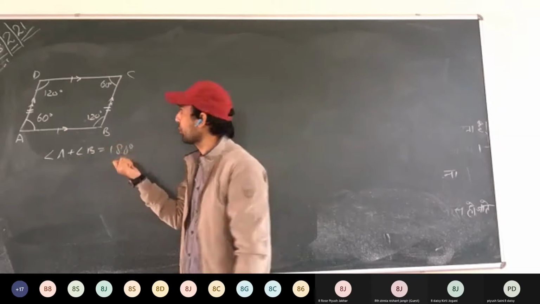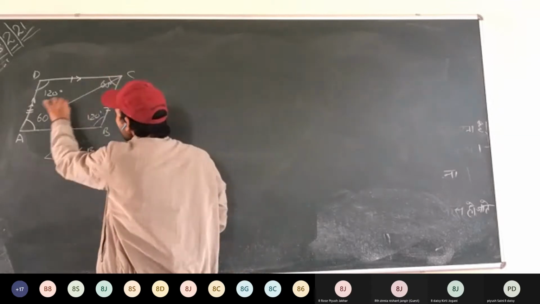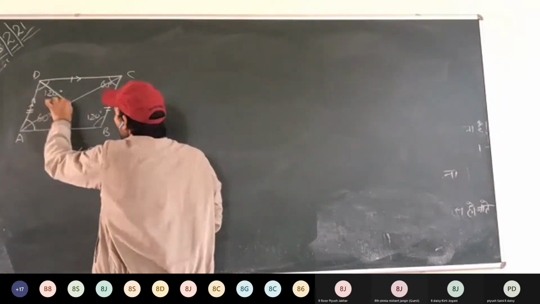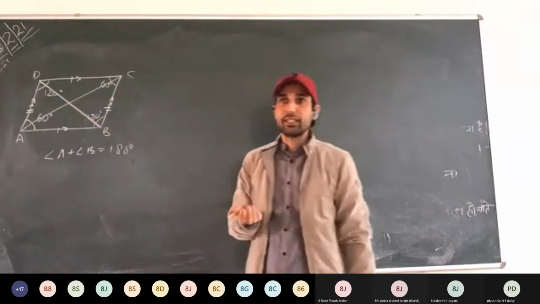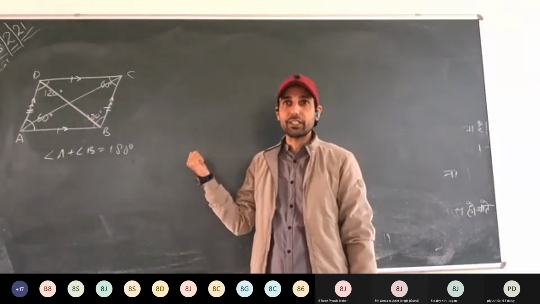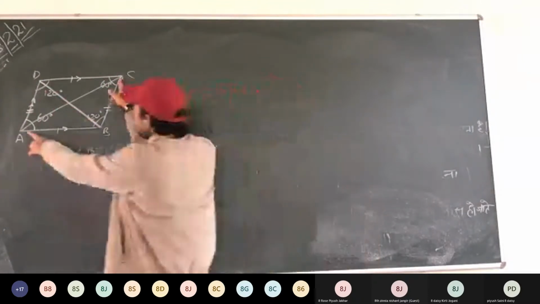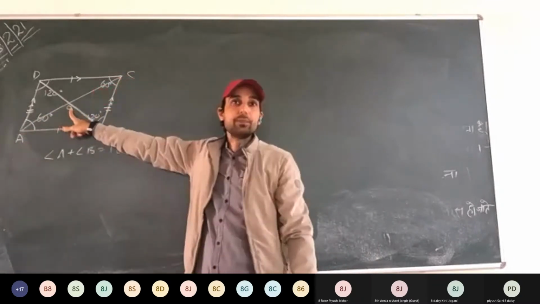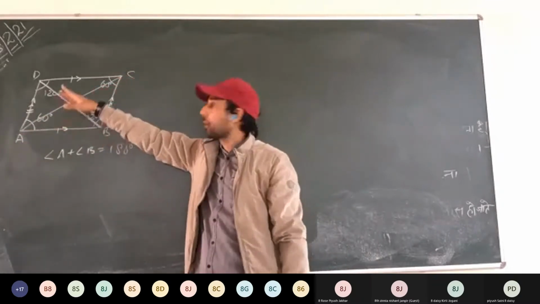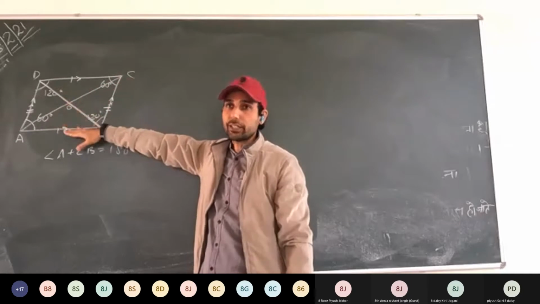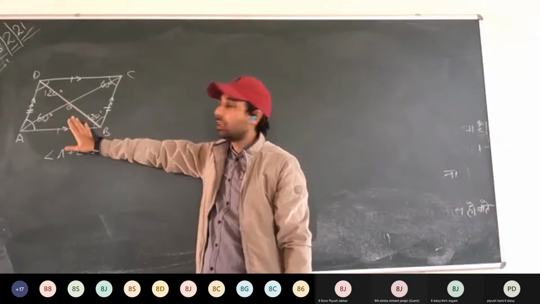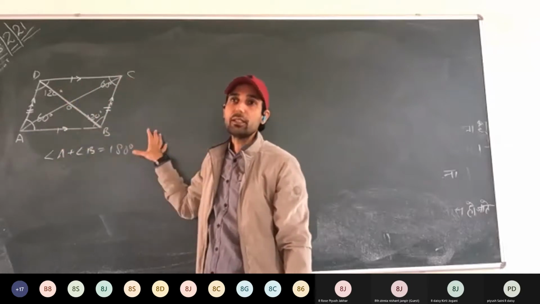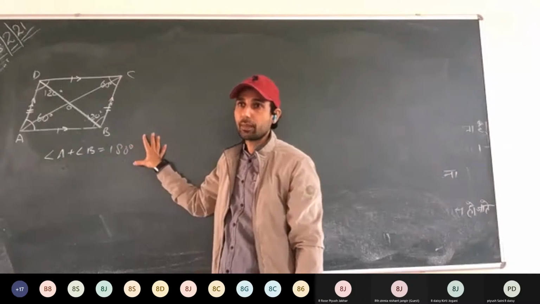These are the properties. What more we have discussed? Diagonals bisect each other. If AC is 8 centimeters, what will be the length of AO? 4 centimeters, because diagonals bisect each other. So these are the properties we'll be using to construct the parallelogram.